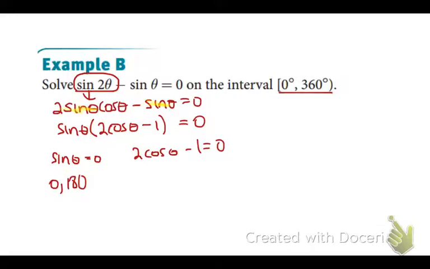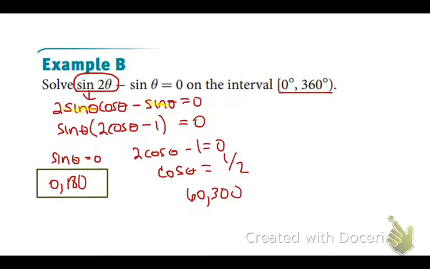And then let's solve this one for cosine. So we'll move the 1 over, so that'll be positive 1, and then we'll divide out the 2. So cosine theta will equal 1/2. So where does cosine equal 1/2? That's going to be in quadrants 1 and 4. Quadrant 1, it would be 60 and 300. All right, so we have 0 and 180, and we have 60 and 300.